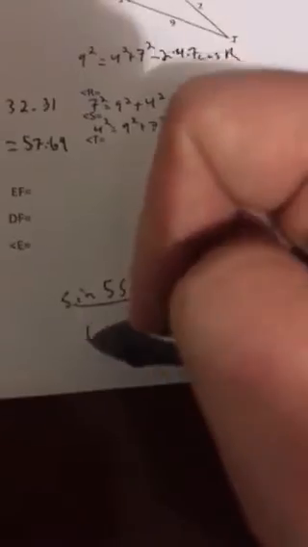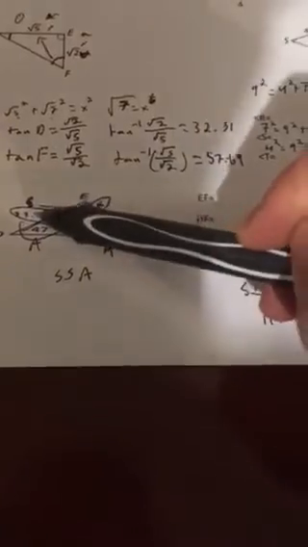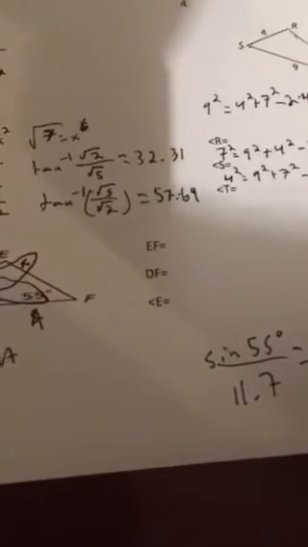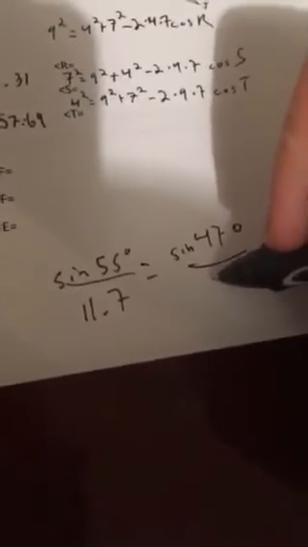Remember, we can draw our helicopter. There's one. And I have to be able to find the missing value right there, so I'm going to call that x. X equals EF, right? So let's set up our law of sines, which says that the sine of 55 degrees over 11.7. If I go back to my picture, the sine of 55 degrees over its opposite side should equal the sine of 47 degrees over its opposite side, which was x.